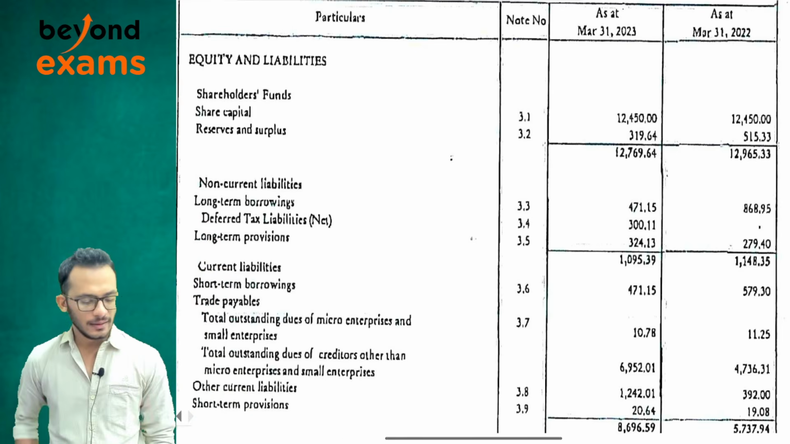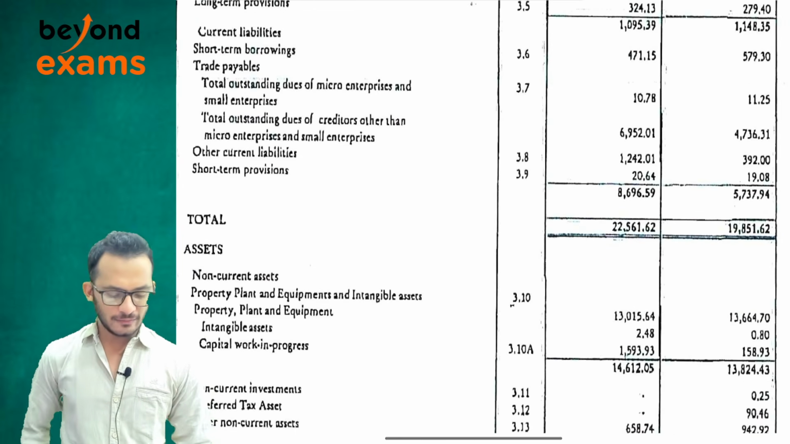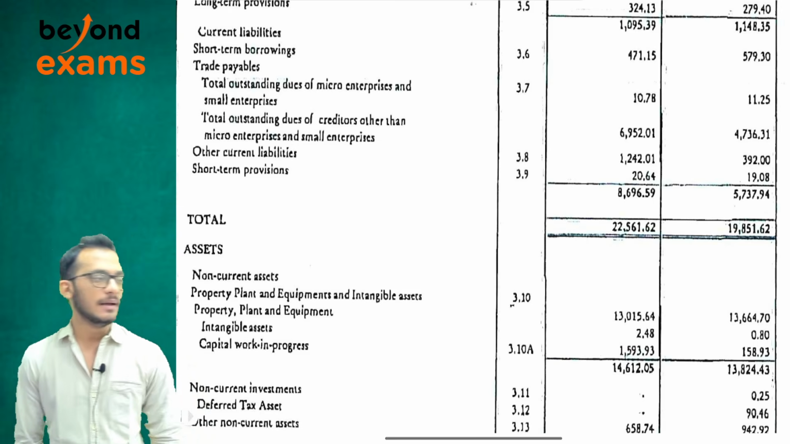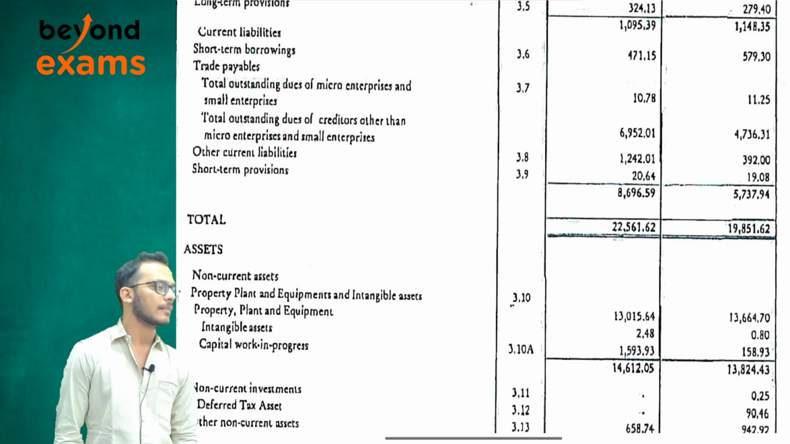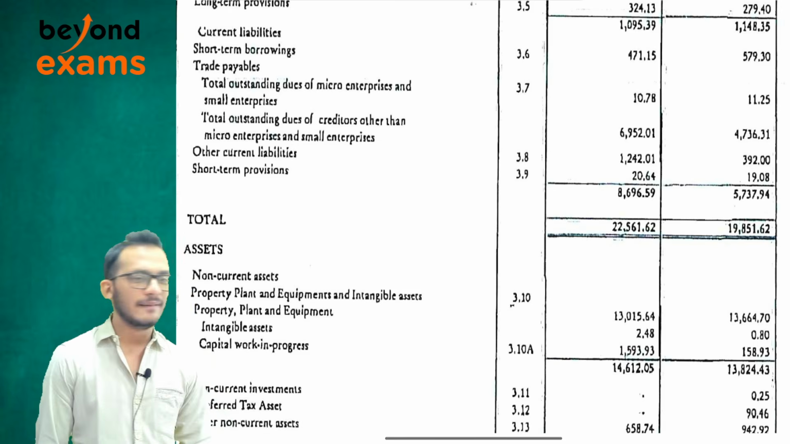We'll discuss that. Then we have other current liabilities, short-term provisions. With that, your liabilities are done. Then we have the asset side, which has non-current assets, something like plant, property and equipment. Here is what you'll claim: depreciation. We have intangible assets and something called capital work in progress.